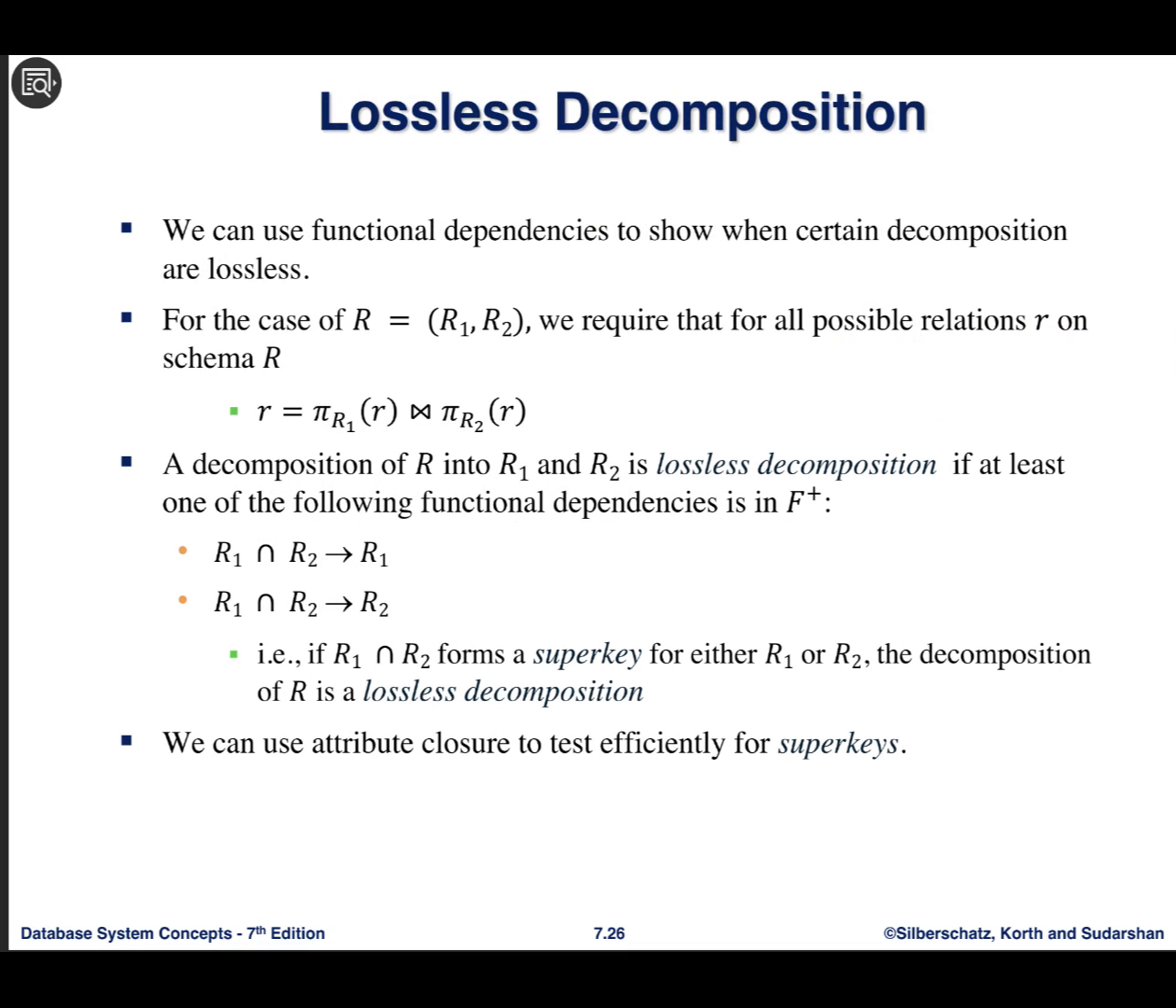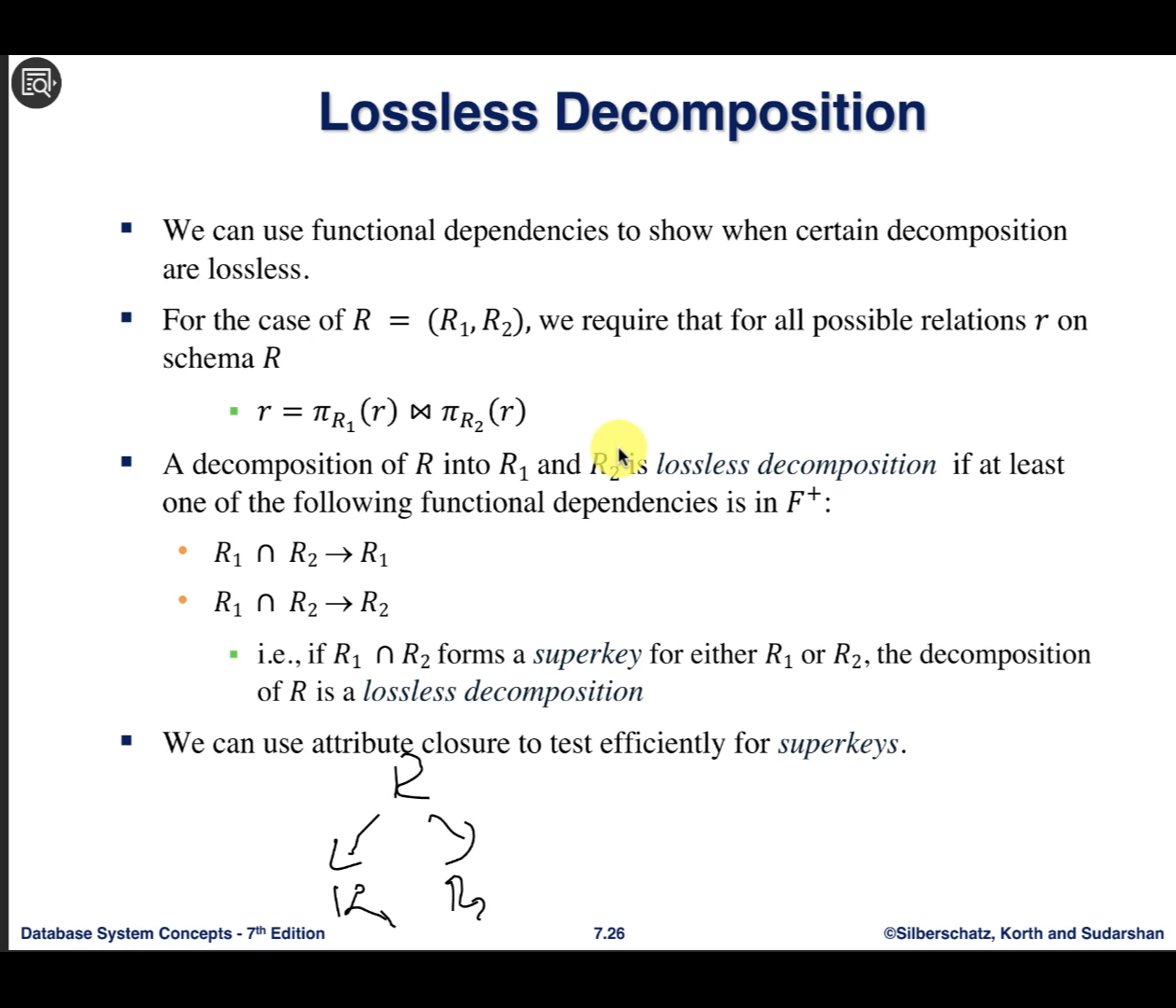How can you define this? Lossless decomposition uses functional dependency. How can we test it? Since we have a relation R, you divide it into, let's say, two sub-relations, R1 and R2. Maybe you have more, up to Rn, but for simplicity, assume R is divided into R1 and R2. When you perform that, we need to check whether this decomposition is good or not, whether it is a lossless decomposition or not.